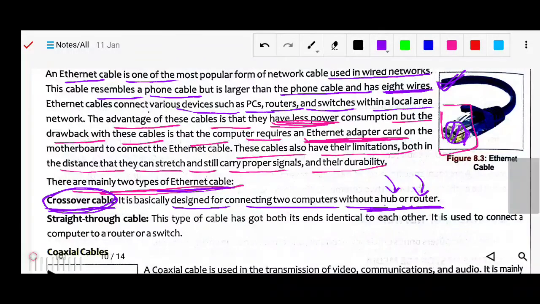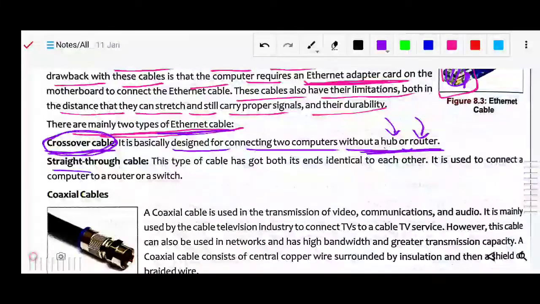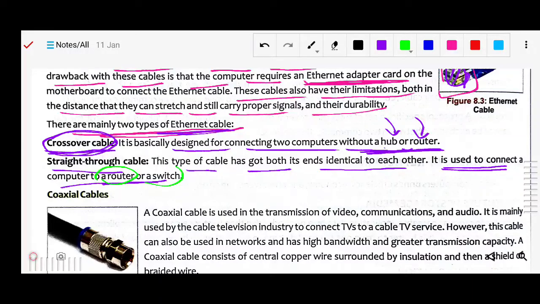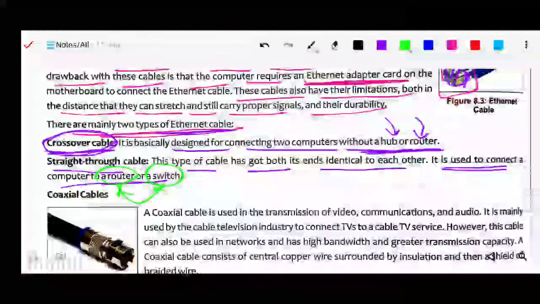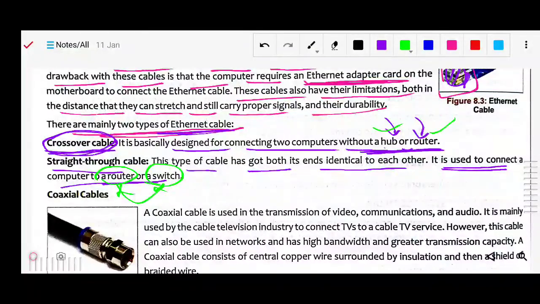And the next is your straight through cable. This type of cable has both ends identical, and is used to connect a computer to a router or a switch. So here you can see the router and switch. To connect these routers and switches, we are using a straight through cable. As you have seen here, in a straight through cable both sides are identical. If we don't want to use the hub and router, you can use the crossover cable.